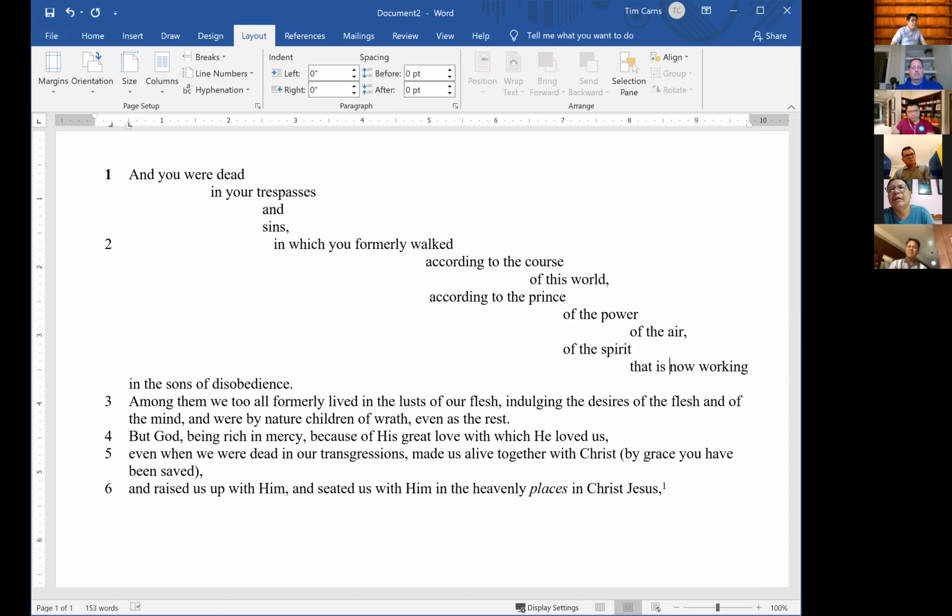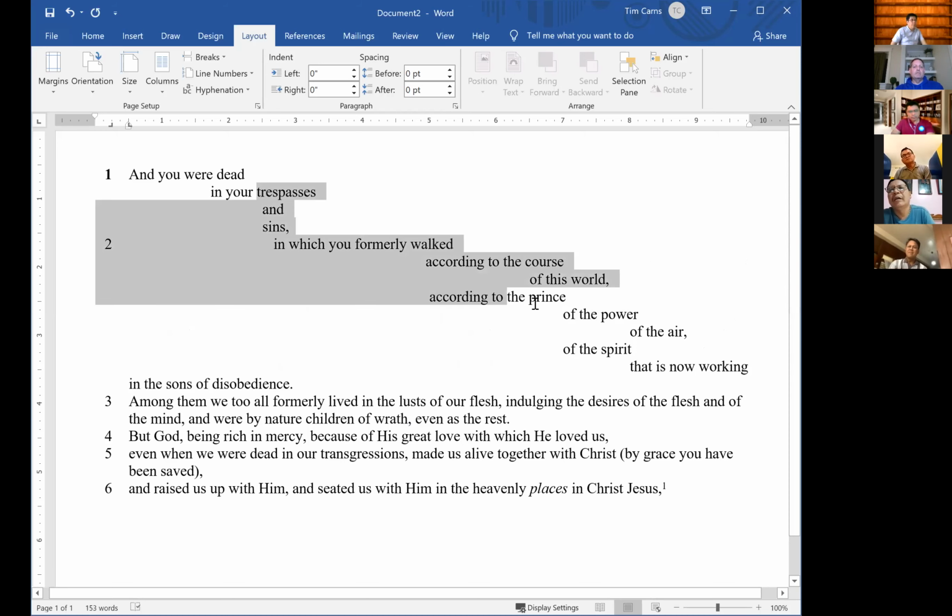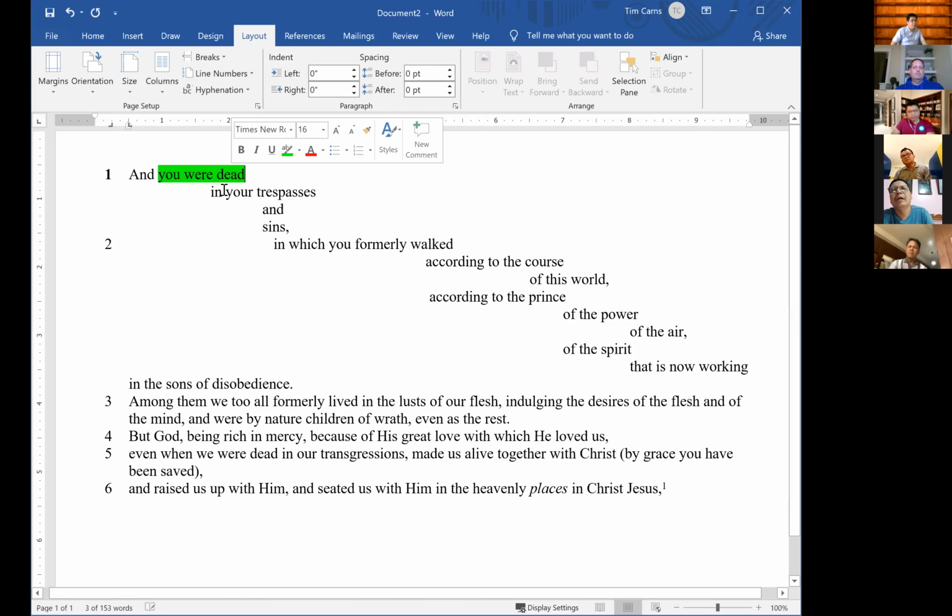Do you see how this is going? All these things here are modifiers of something else. They're not part of the main sentence directly. In your trespasses and sins modifies that, but then this guy modifies trespasses and sins. This guy modifies walk. This guy modifies walk.